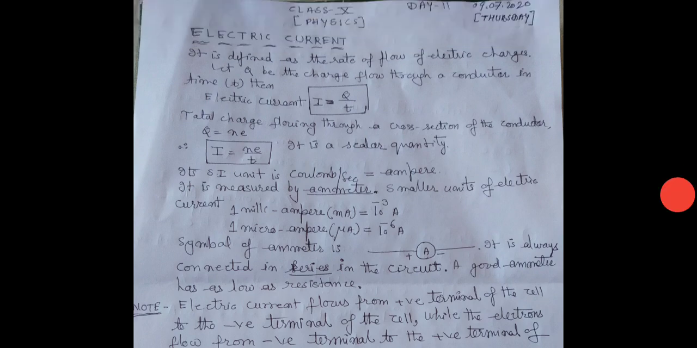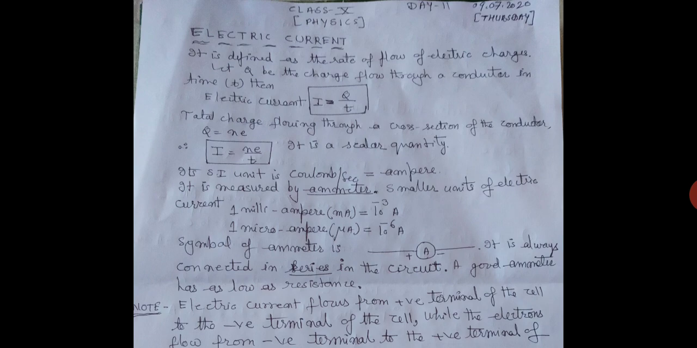Today I will define electric current. First of all, you must know the meaning of the current. Current means when something flows. For example, if the river flows, we say that river current. Exactly in the same way, when charges flow, we say that the electric current.